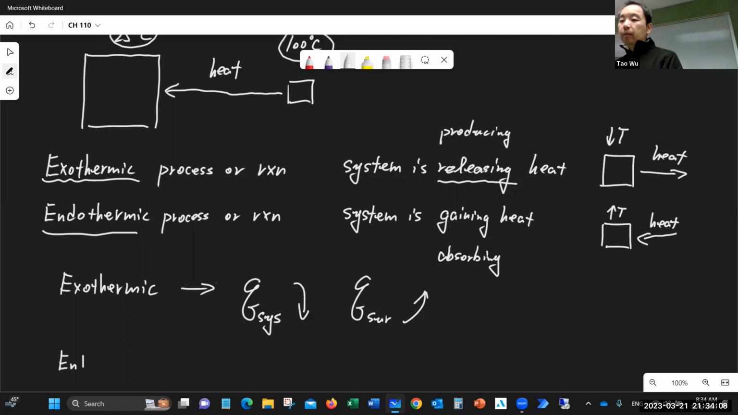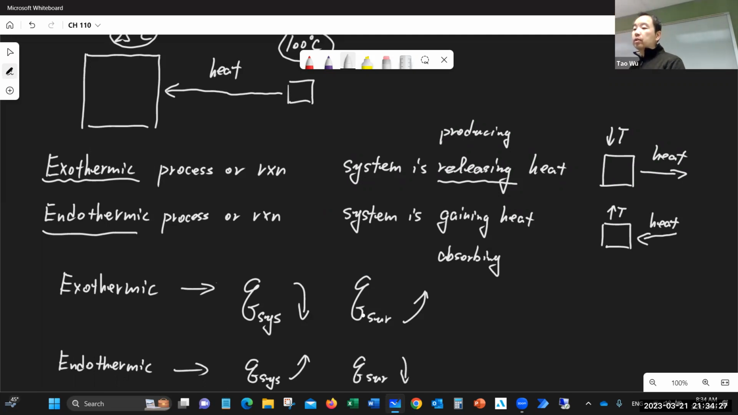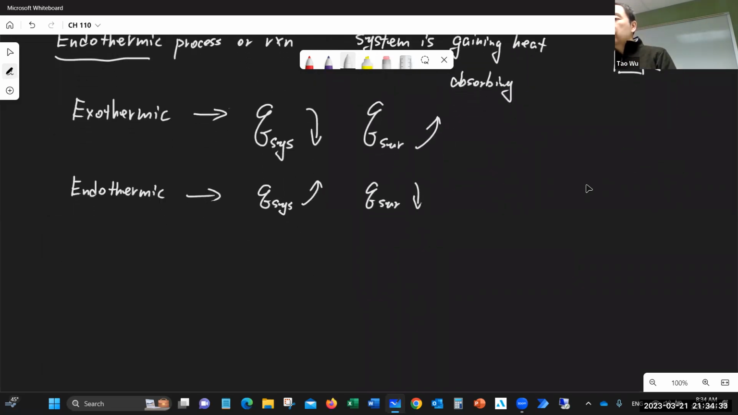But endothermic, that means the system is gaining the heat and the surrounding will lose the heat. So the system gains the heat, the surrounding must lose the heat. So that is the difference.